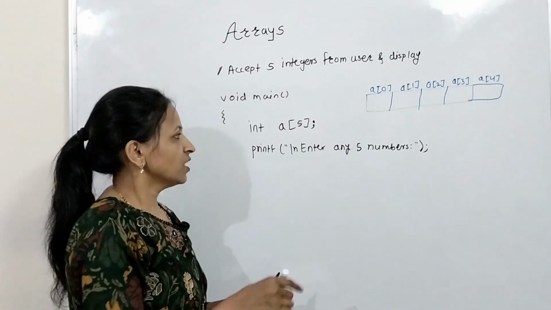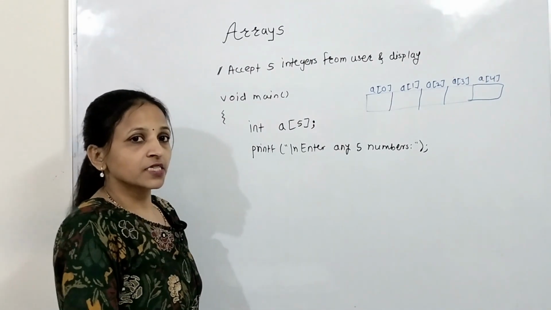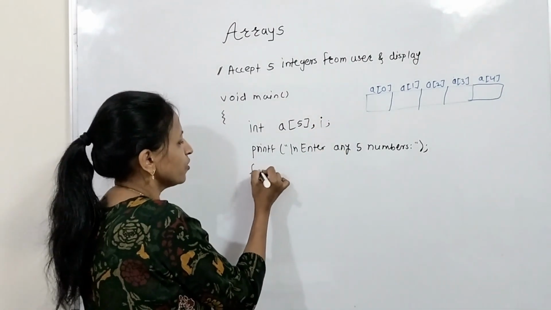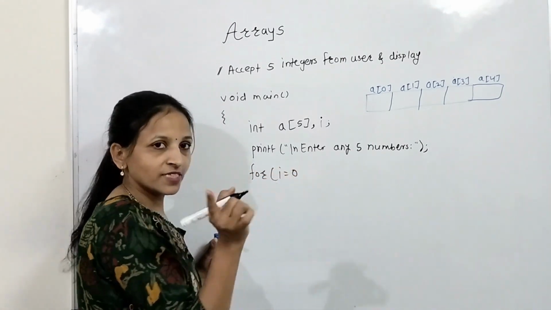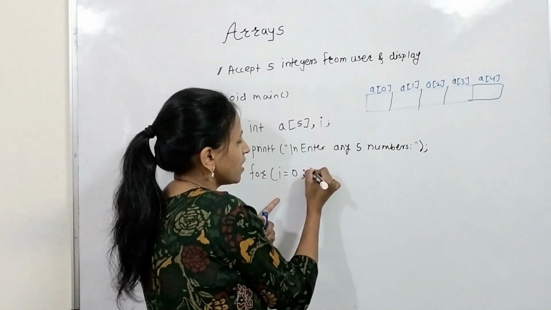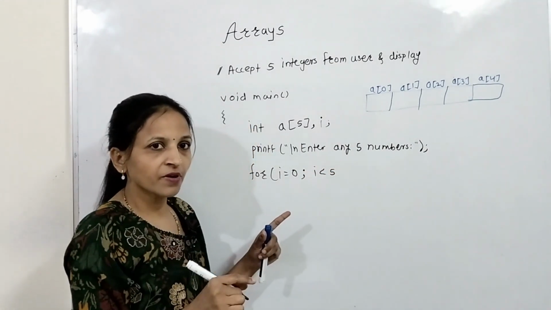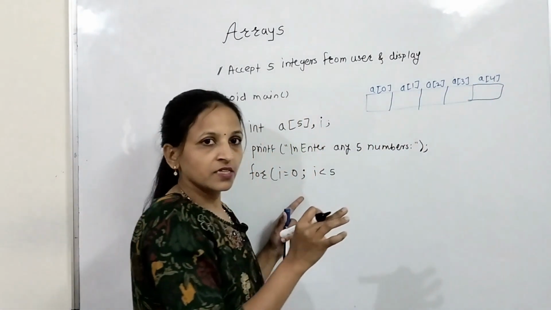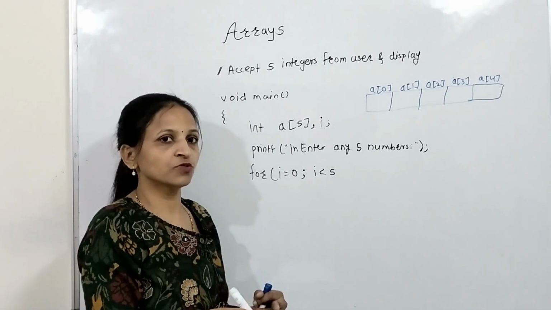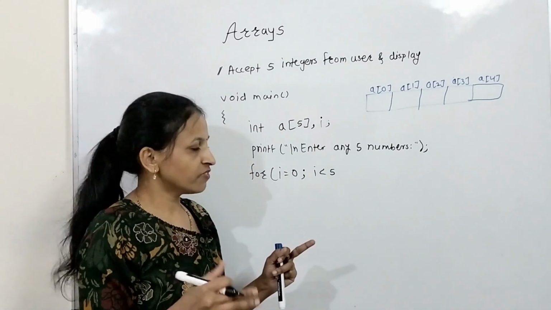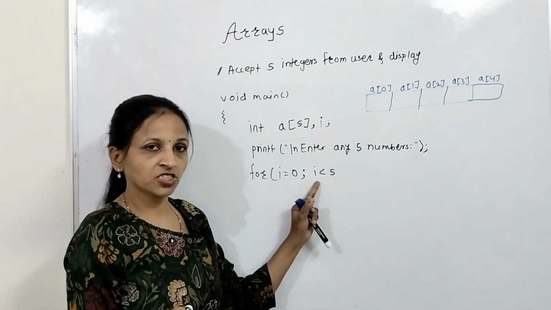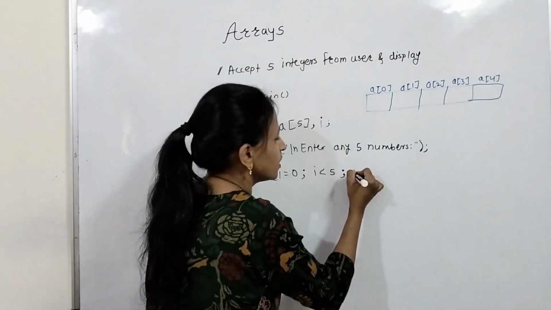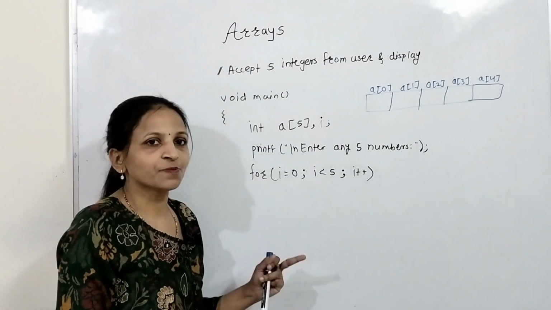How to do that? See here, we will declare one counter variable, let it be i. Now we can write like this: for i equals 0, because index starts with 0, then i less than 5. Why less than 5? Because we have to go from 0 to 4. The index from 0 to 4 is there. That's why it should be initially 0, then 1, 2, 3, then 4. And whenever it becomes 5, we have to stop. That's why I have placed the condition i less than 5. Now every time we have to increment value of i by 1. That's why I have written i plus plus.